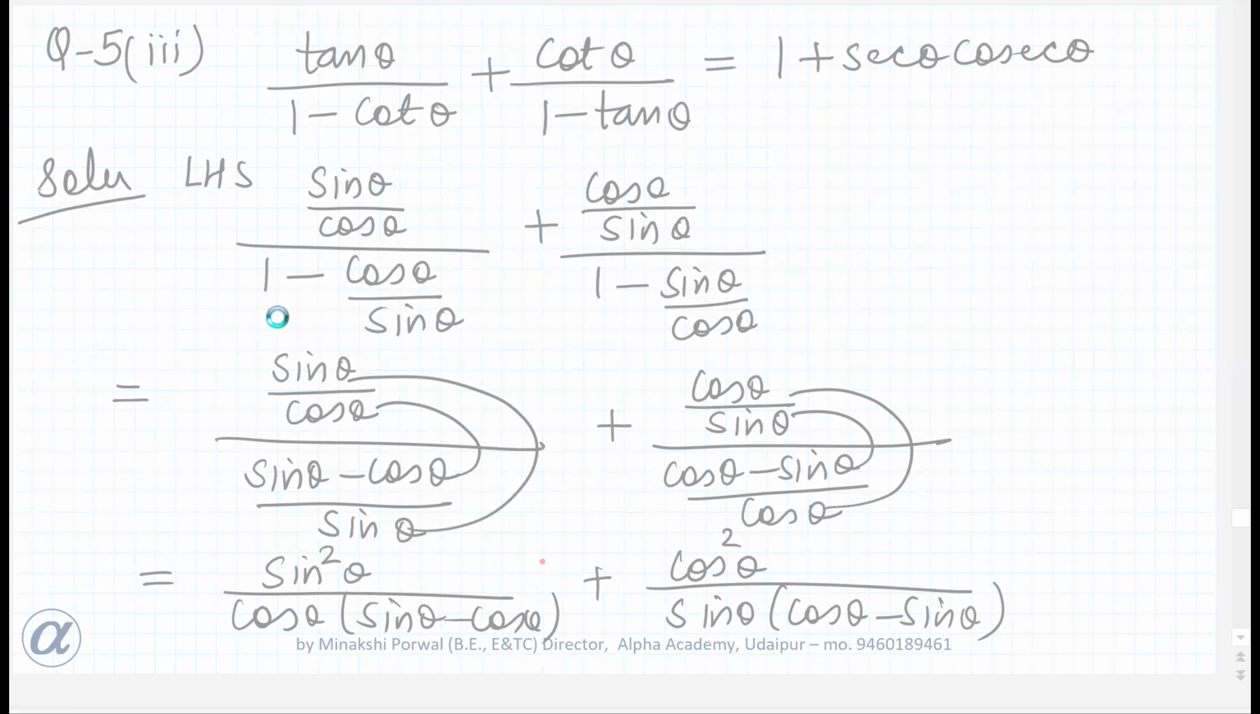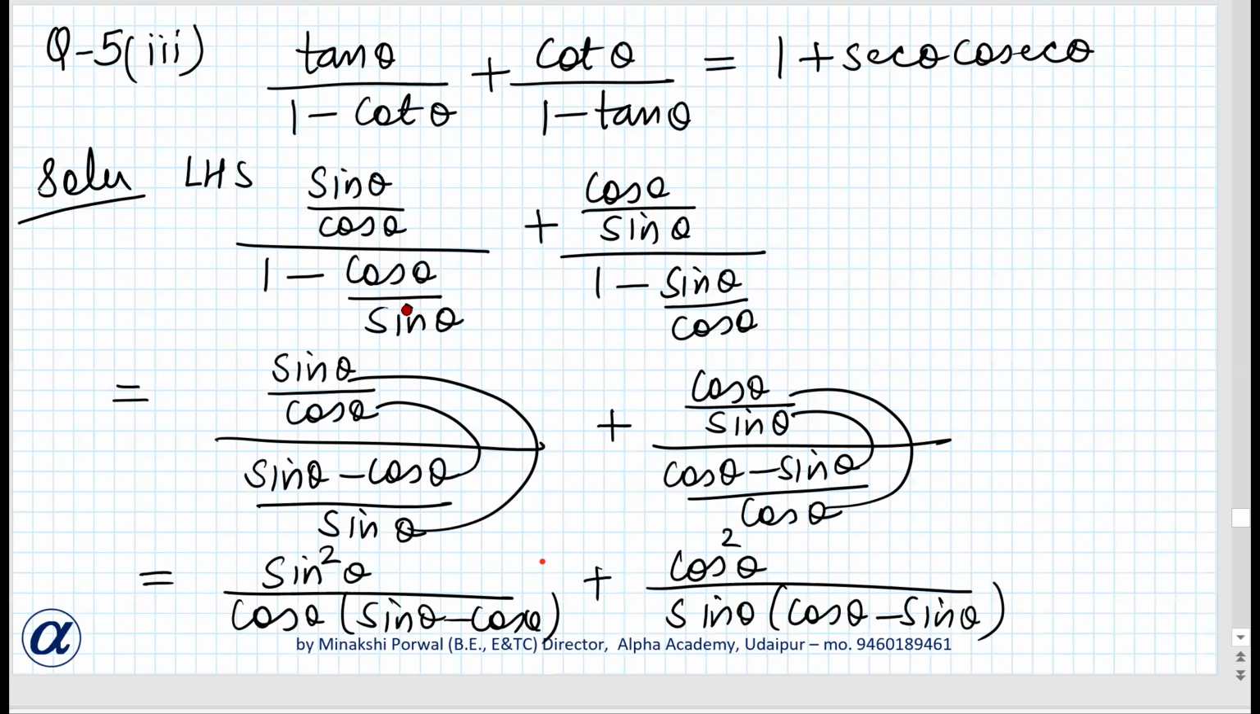Now in the denominator we are taking the LCM. Okay. So the LCM is sin theta and it will become sin theta minus cos theta. Similarly, the LCM of the denominator of the other term will be cos theta, and it will be cos theta minus sin theta.